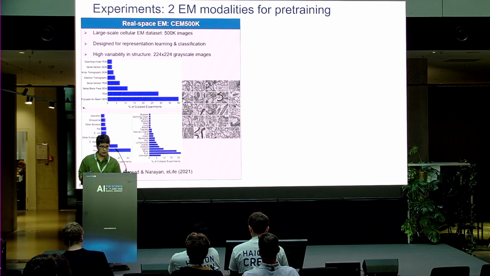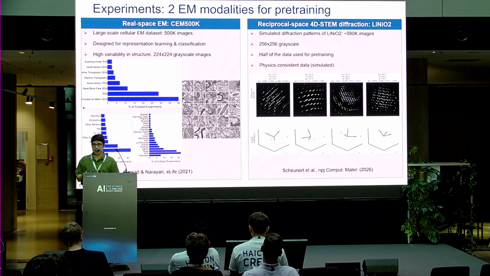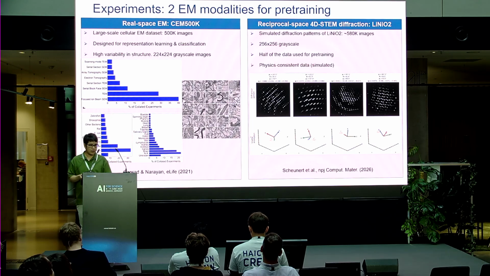So it's very diverse. We also pre-train the model on another data set, simulated data for the STEM in the reciprocal space, and this is from lithium nickel oxide, or LNO. And this data set is simulated, so it's very physically consistent, so you can validate your approach better.